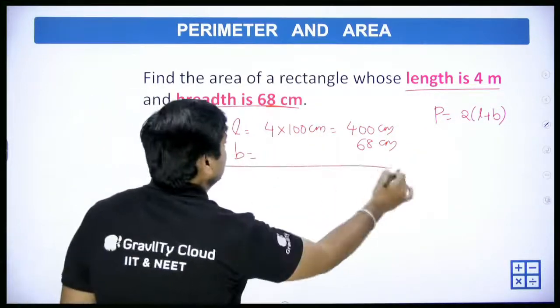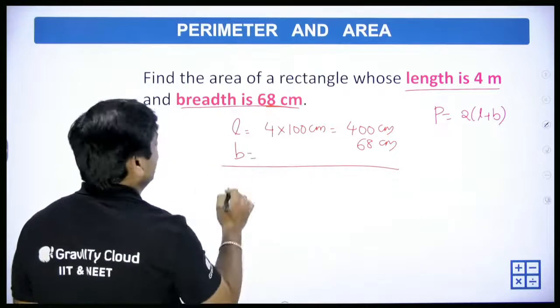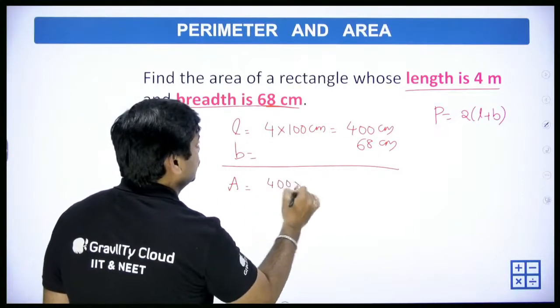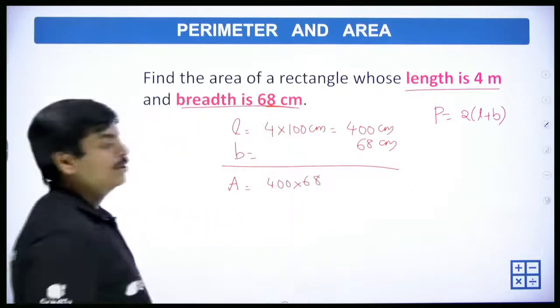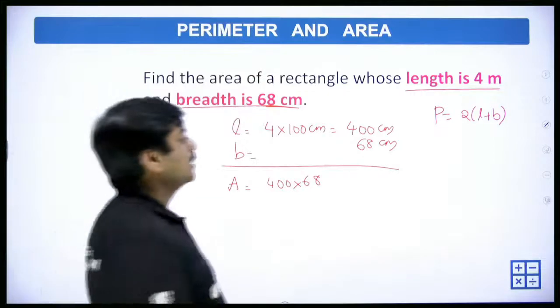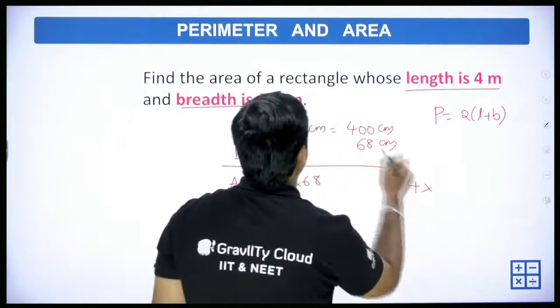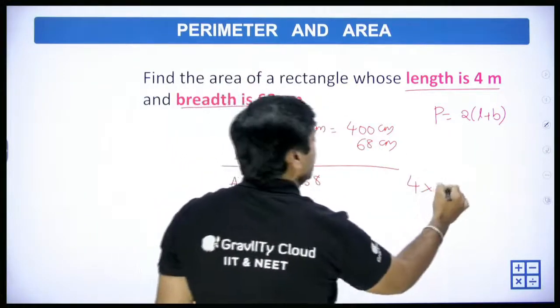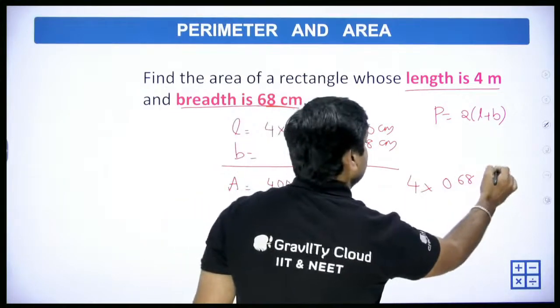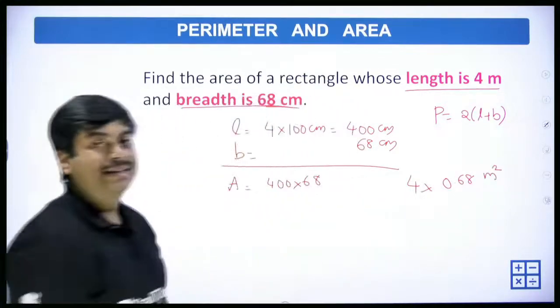But now it was given with area. So you need to find length into breadth, 400 into 68. Or you can also do it another way. You can keep length as it is, 4 meters, and 68 centimeters is 0.68 meters. So meter into meter, you will get meter square, or here you get centimeter square.